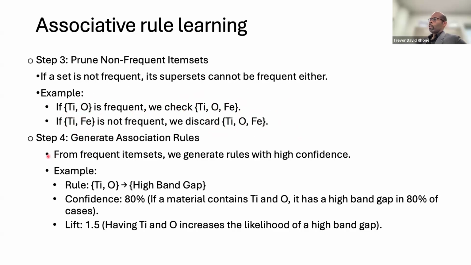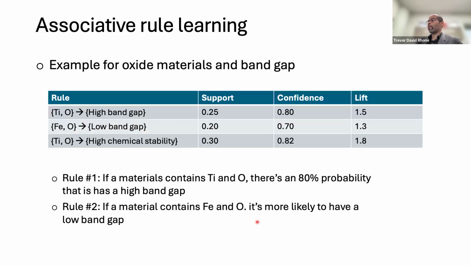In step 4, which is maybe the interesting part, you look for association rules. So now, what properties do these pairs or single items share? For instance, an example of a rule: an item set containing titanium and oxygen tends to have a high band gap. If that happens 8% of the time that the item set contains titanium and oxygen, then you can say it has a confidence of 80%. If the lift is 1.5, then having both titanium and oxygen tends to increase the likelihood of having a high band gap. That's an example of how it works.